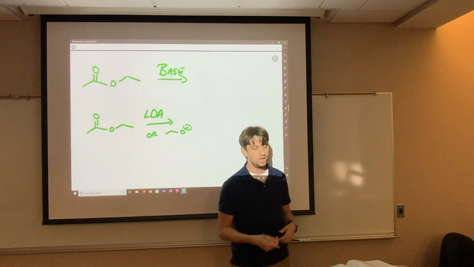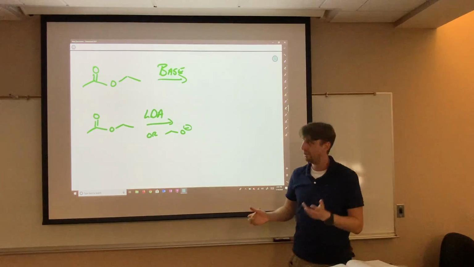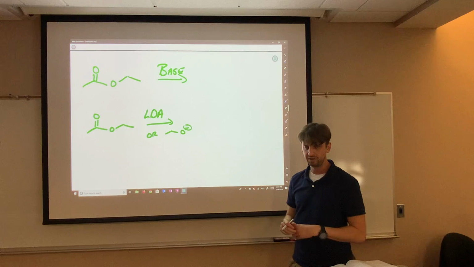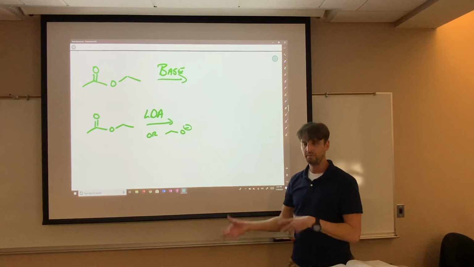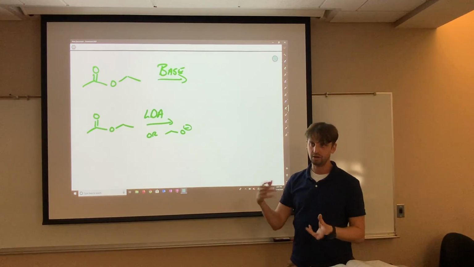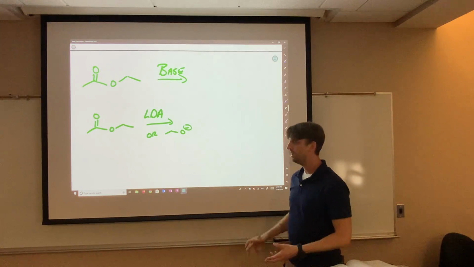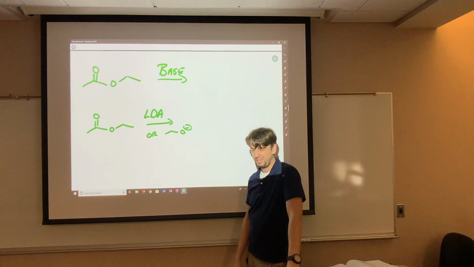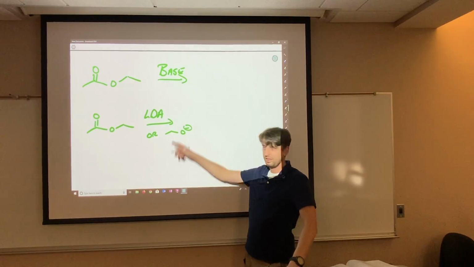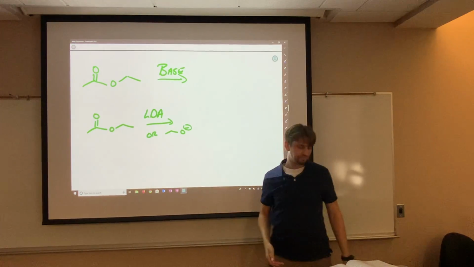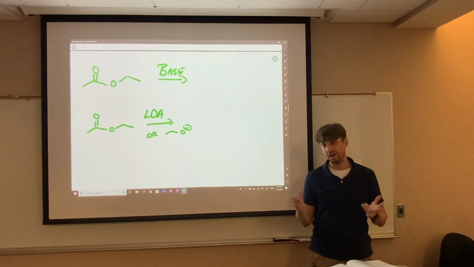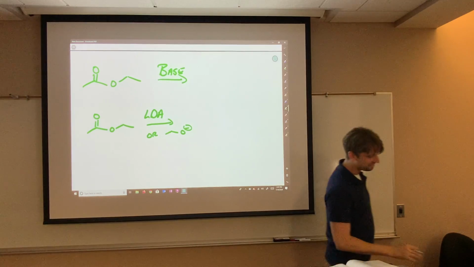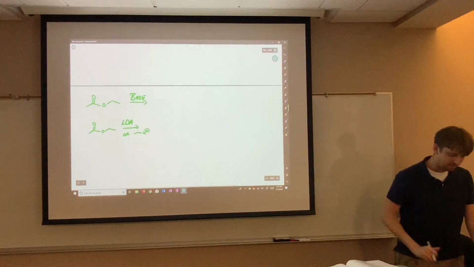Either one's just fine. Why would you choose one over the other? Well, if you actually make LDA in the lab, you have to start with the amine, and then deprotonate it with n-butyllithium, and keep everything cold. So maybe the chemist is like me, and I don't feel like doing all that today, so I'll just add that in there. On paper, what does that affect? Nothing, because LDA is shorter to write than that. So there's that.